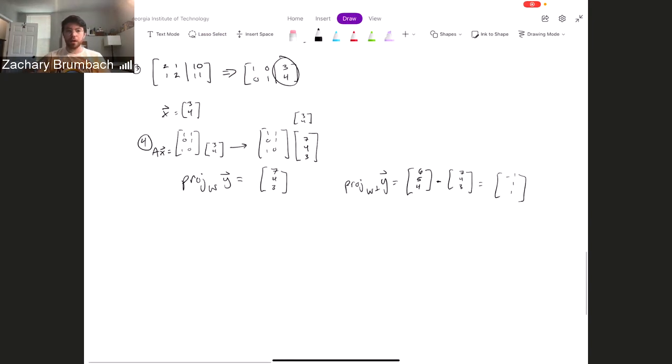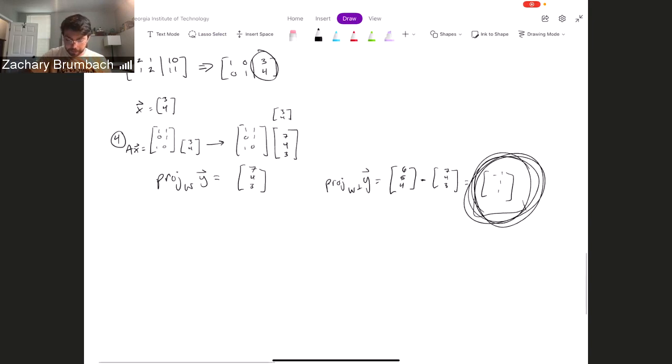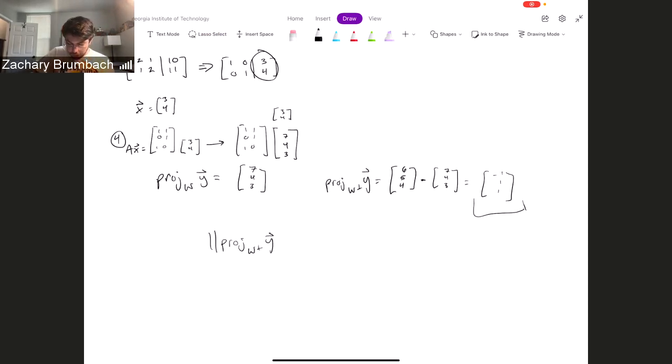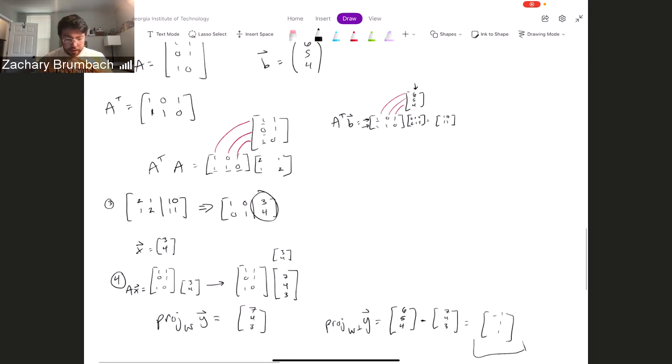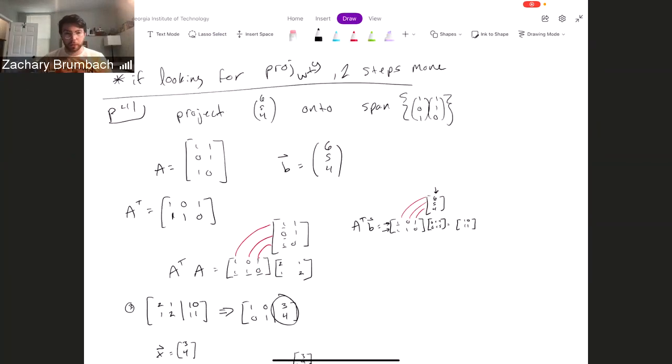This is the vector that is the orthogonal bit. Something else to note is they may ask you what is the distance between this vector and this plane. All that is, is the magnitude of the orthogonal part. Once again, how to find magnitude? Magnitude of projection of y equals square root of -1 squared plus 1 squared plus 1 squared equals √3. So another thing to say about this vector is the vector 6, 5, 4 is √3 away from the plane spanned by these two vectors.